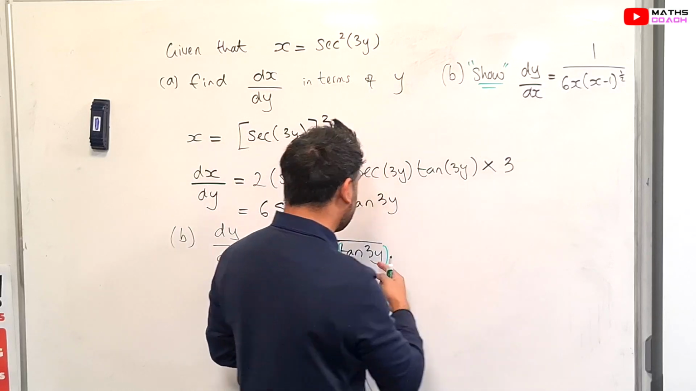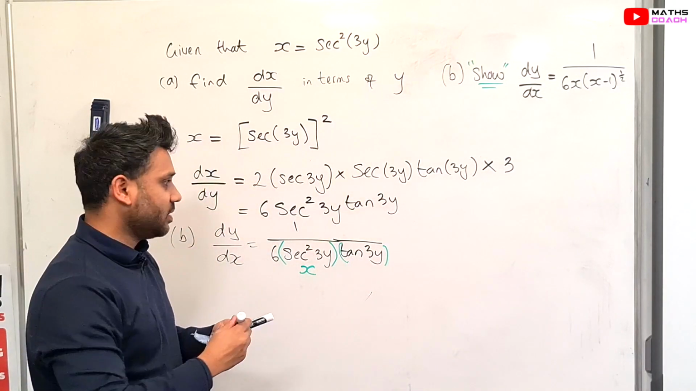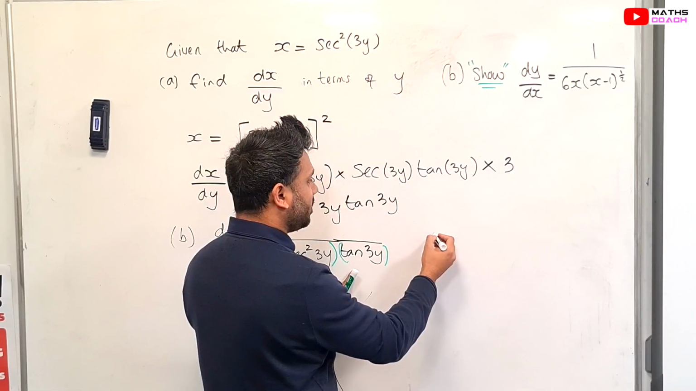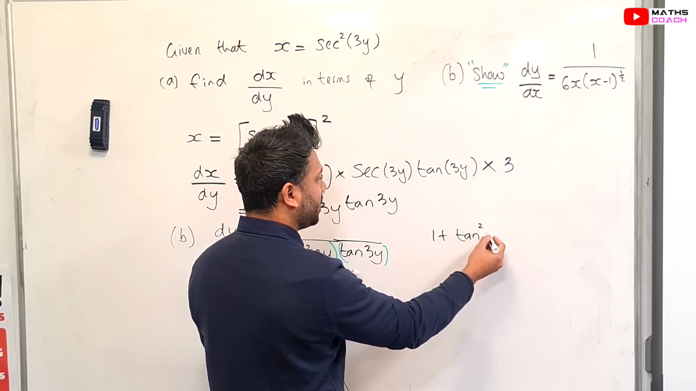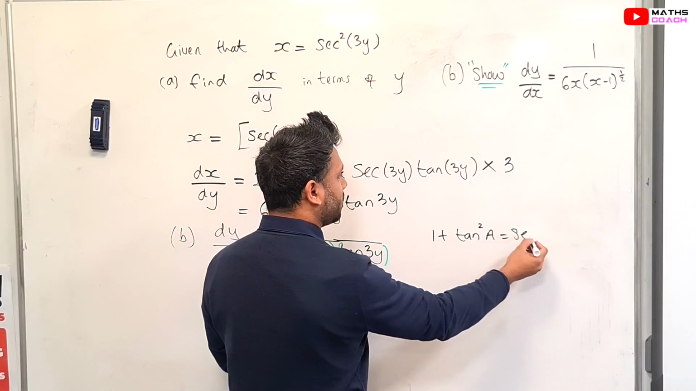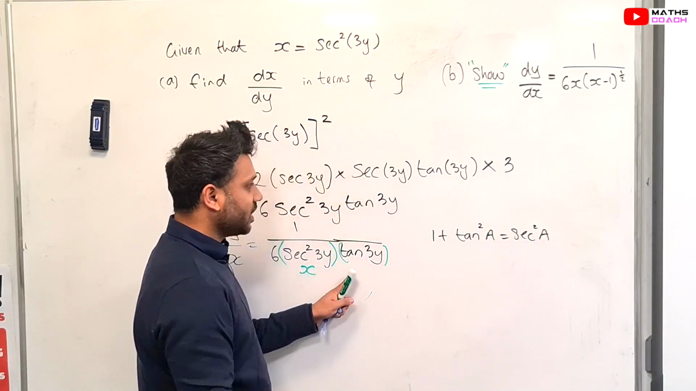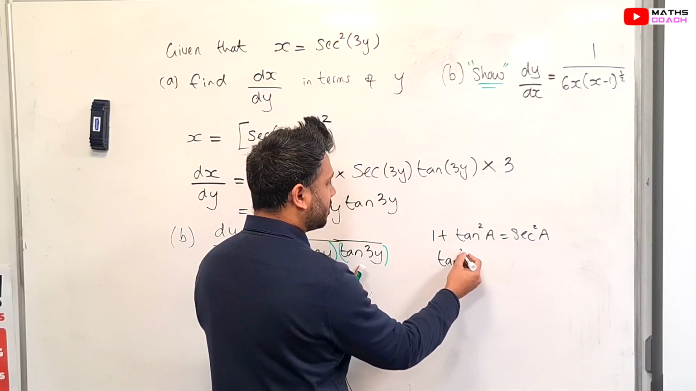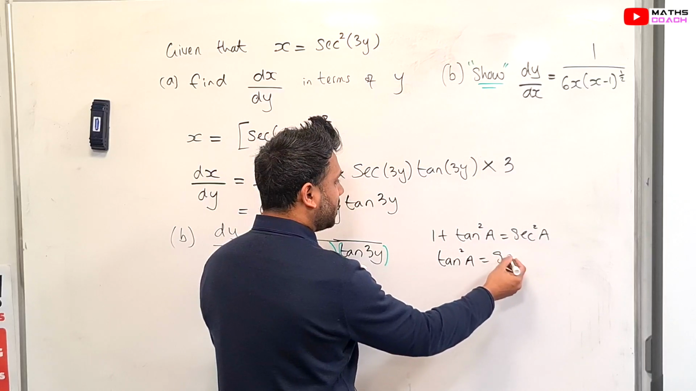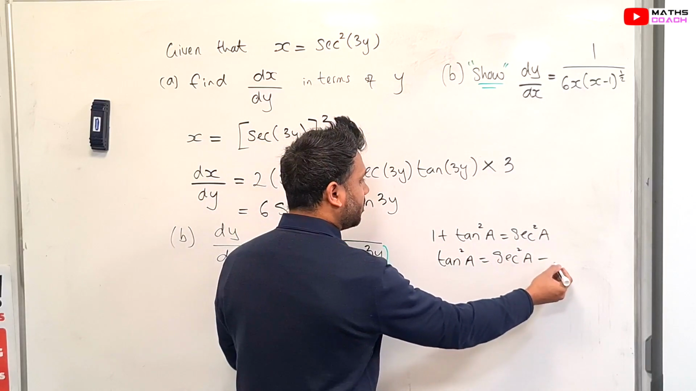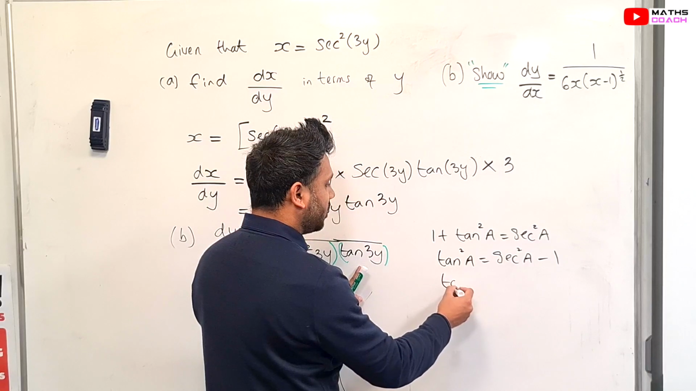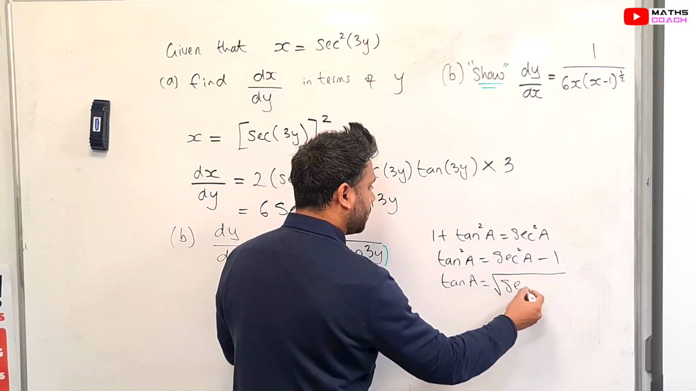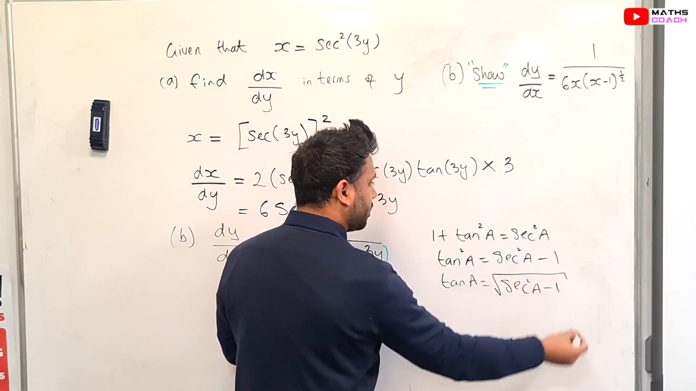We need to change that tan into something to do with x. So what links a tan and a sec squared together? The identity 1 plus tan squared a equals the sec squared of a. But we want tan to be the subject, so tan squared a would be equal to the sec squared of a minus 1. Therefore, tan itself would be the square root of sec squared a minus 1.